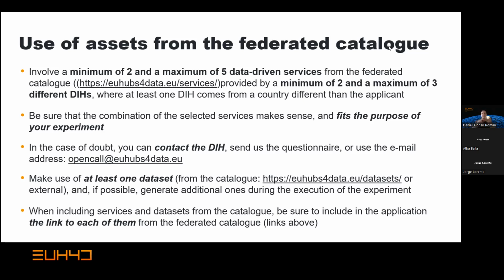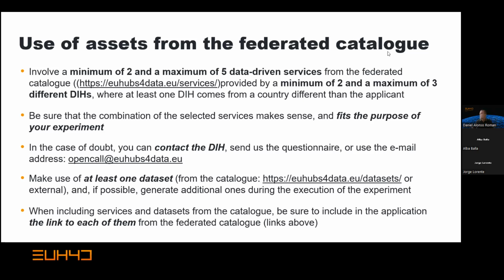What does it mean? It means that you have to include at least 2 hubs in your experiment, but no more than 3. And you have to include for those hubs between 2 and 5 services. To ensure that the experiment is cross-border, one of the hubs in the experiment has to come from a country different to your country. So if you are based, for instance, in Austria, you can select one DIH from Austria, but at least one of them has to be from another country.